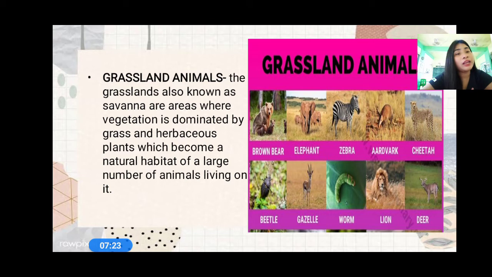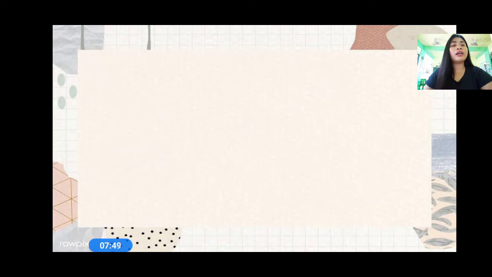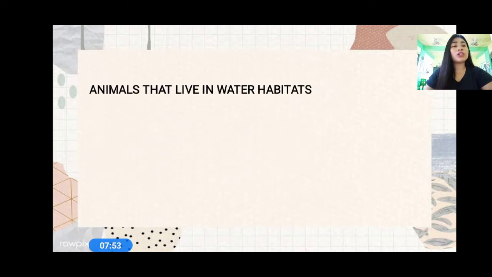animals in grassland. We have the bear, elephant, zebra, cheetah, beetle. We have the gazelle, we have the worm, the lion, and the deer. So those are just some of the examples of grassland animals. Do you understand me? So inland, we have the desert, mountain, rainforest, and grassland. Okay? So now, let's proceed to animals that live in water habitats.